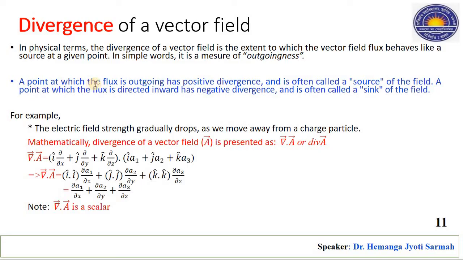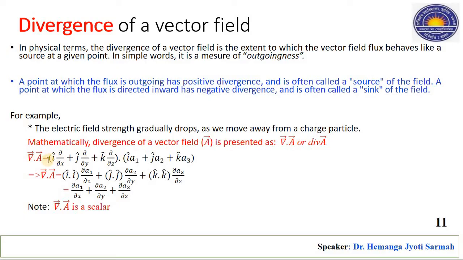A point at which the flux is outgoing has a positive divergence and is often called a source of the field. A point at which flux is directed inward has a negative divergence and is often called a sink. Mathematically, the divergence of a vector field A can be expressed as the dot product between the del operator and A.